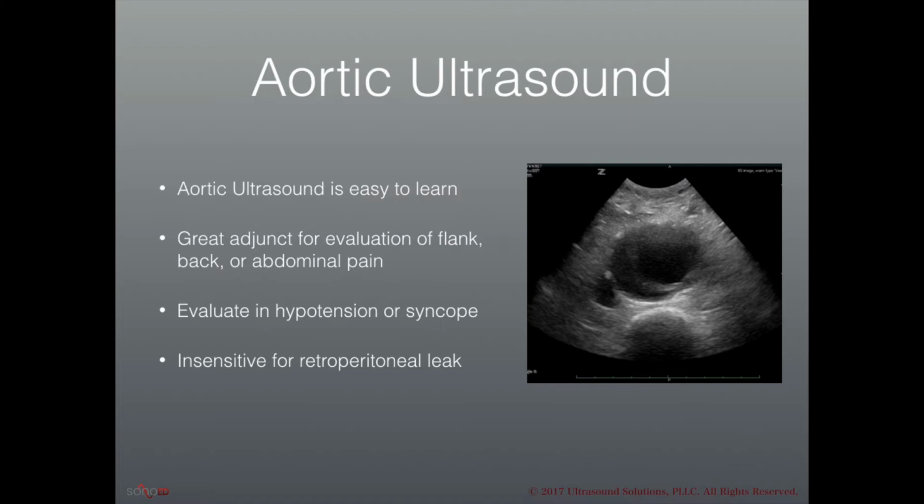Patients who leak into their peritoneum often are catastrophically ill because of the degree of hemorrhage, and they may not survive to the emergency department. The patients in whom we may have time to intervene are those who have retroperitoneal leaks. However, ultrasound is exceedingly insensitive for those leaks. Therefore, we're going to use ultrasound to rule in or rule out the presence of an aneurysm, but not to assess for whether or not it's actually causing the patient's symptoms.